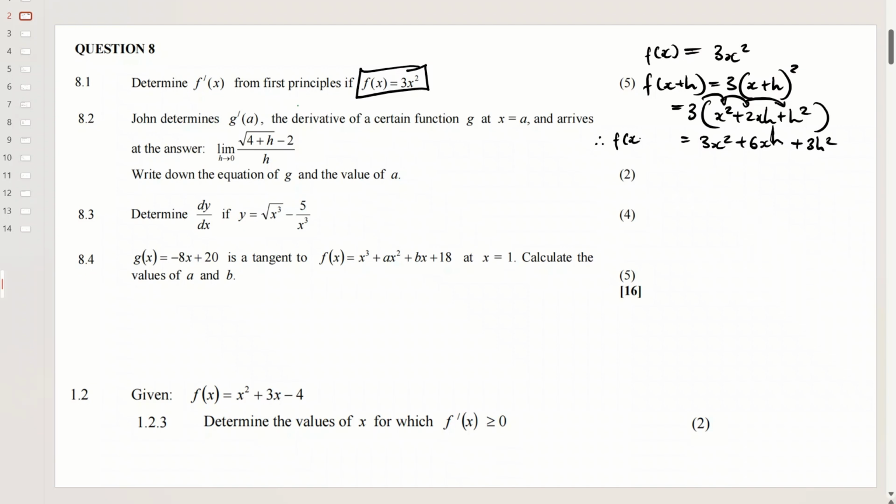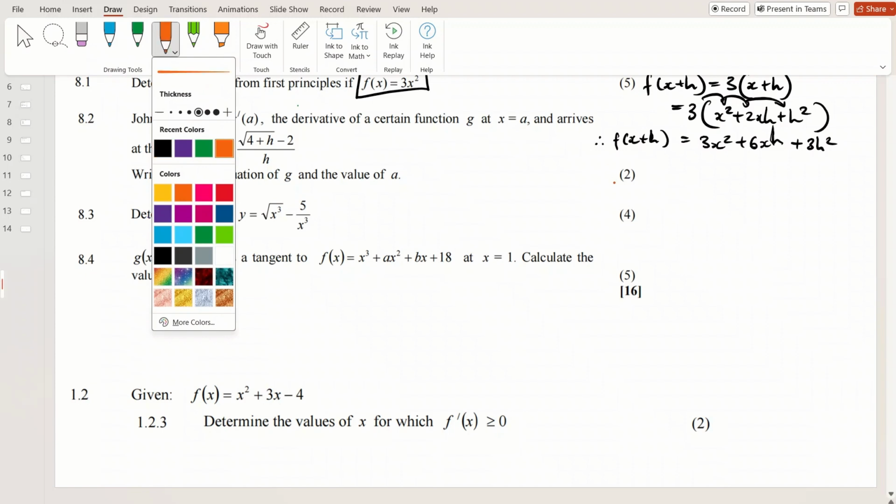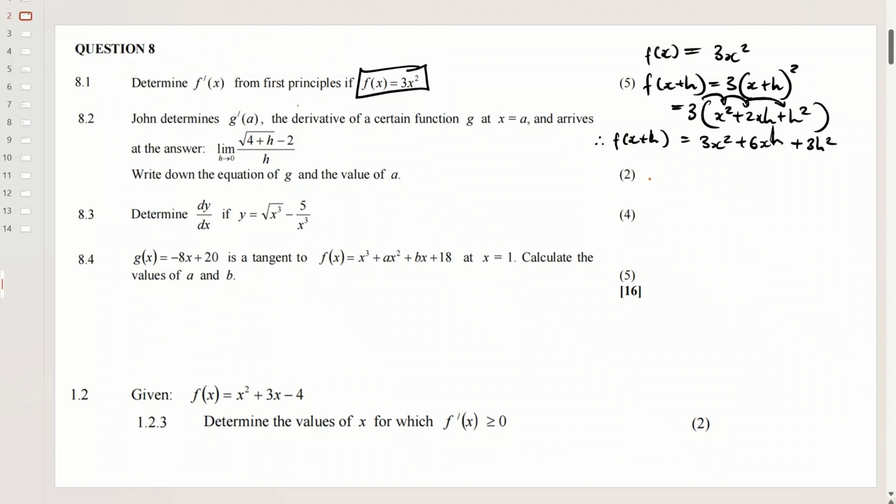So now therefore, this is your f at x plus h. We have f of x, we have f at x plus h. So now it means we have what? We can make use of the first principle formula. We can write down the first principle formula since we have set up the mathematical model. We have f of x, we have the function evaluated at x plus h. So now your f prime of x.